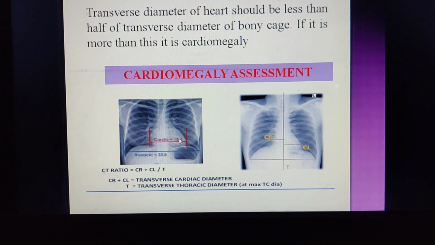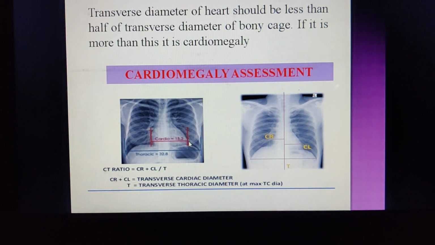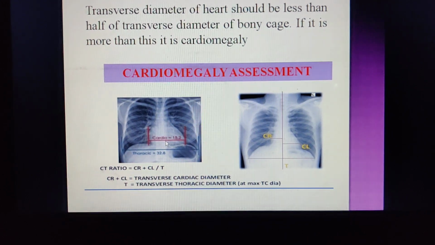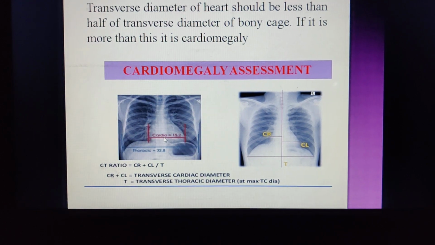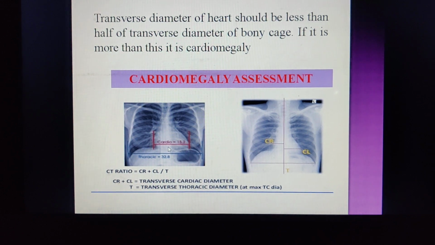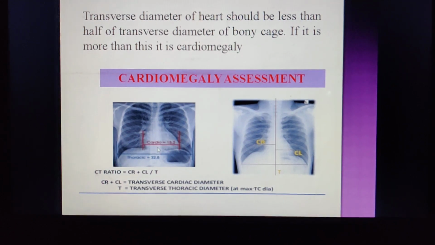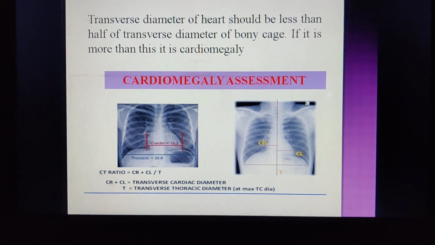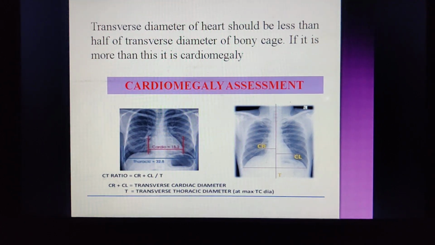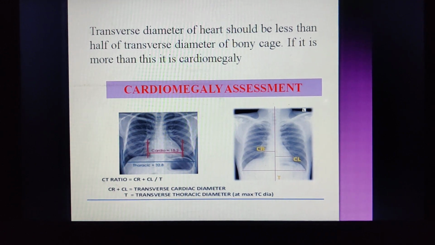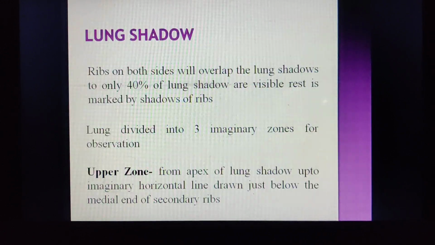If the cardiac shadow covers more than half of the transverse diameter, meaning more than 17 or 18 centimeters, in that condition we can say there is cardiomegaly. And if it covers less than 50% of the thoracic diameter of the bony cage, the heart is in normal position and shape, and it is not cardiomegaly.